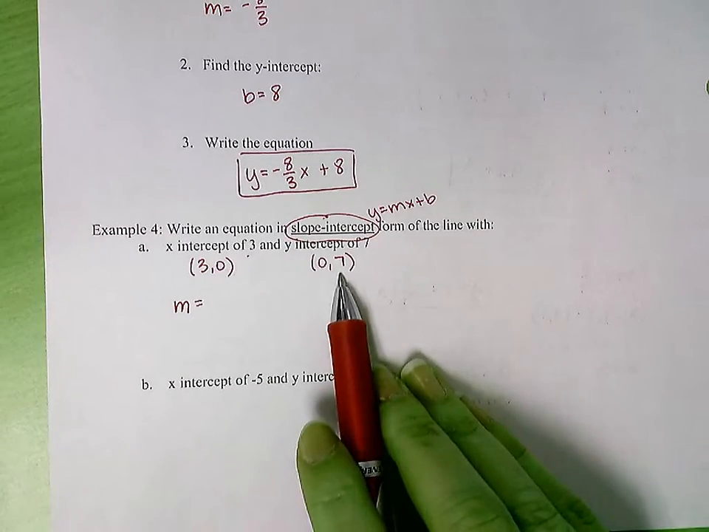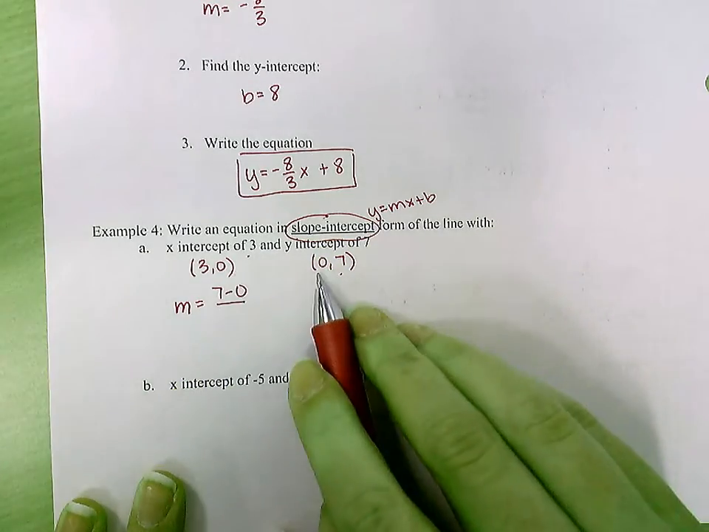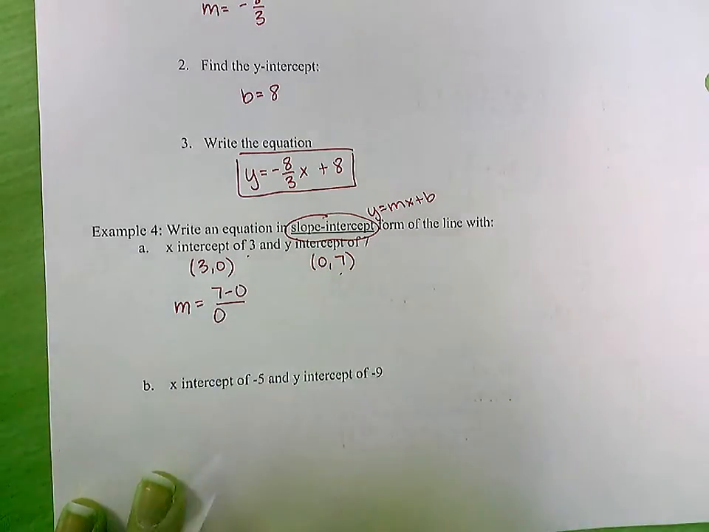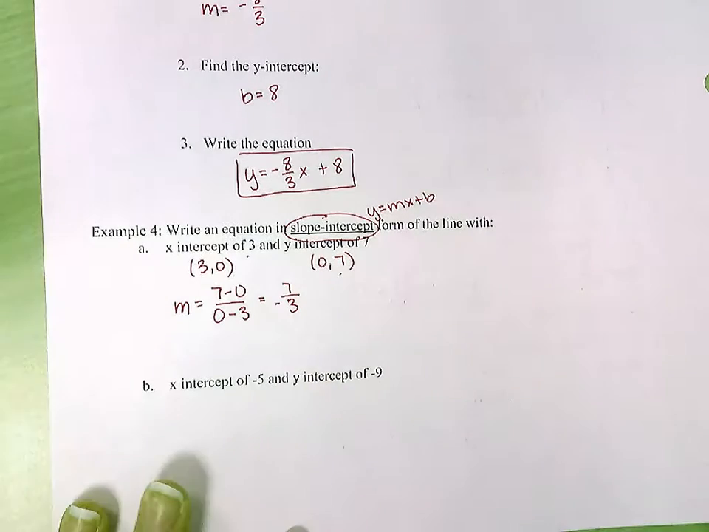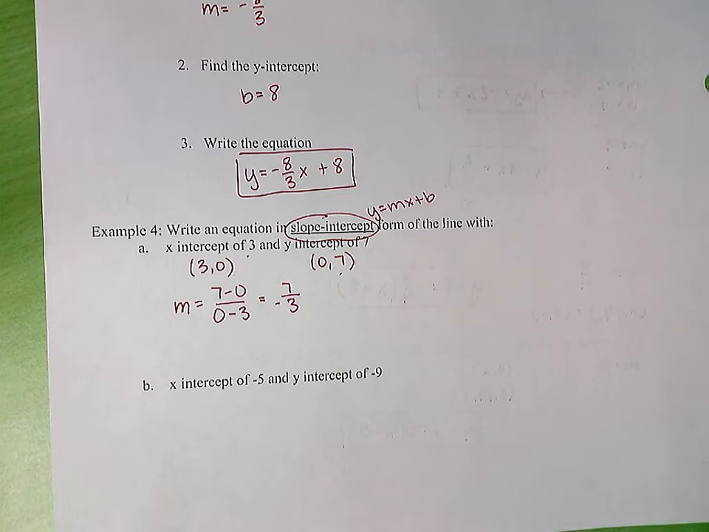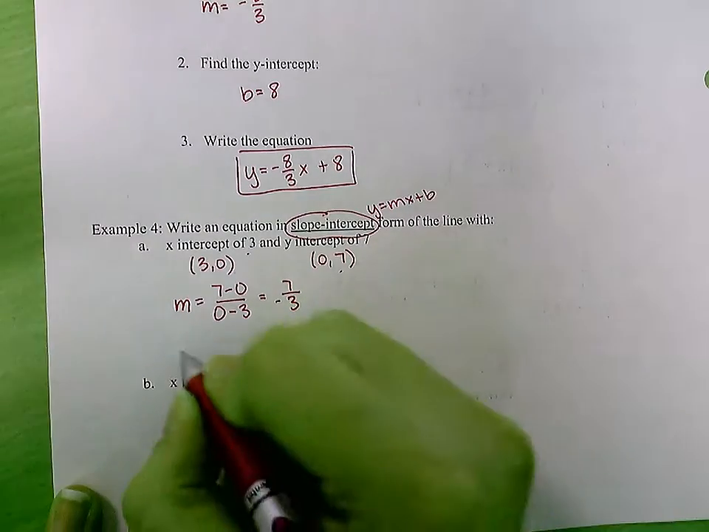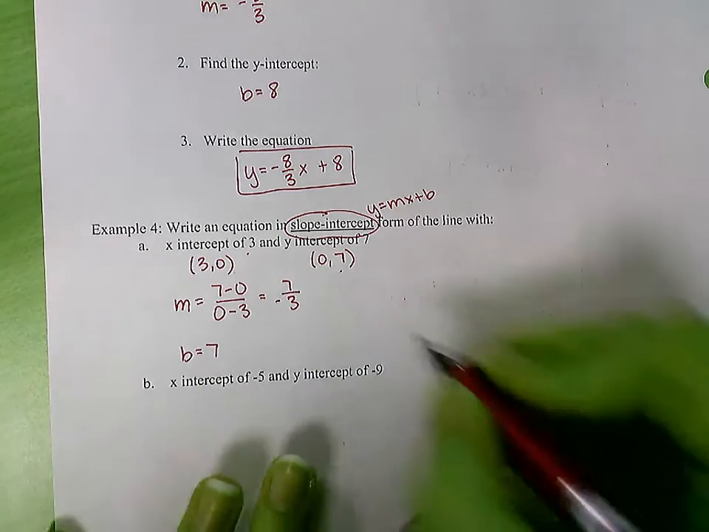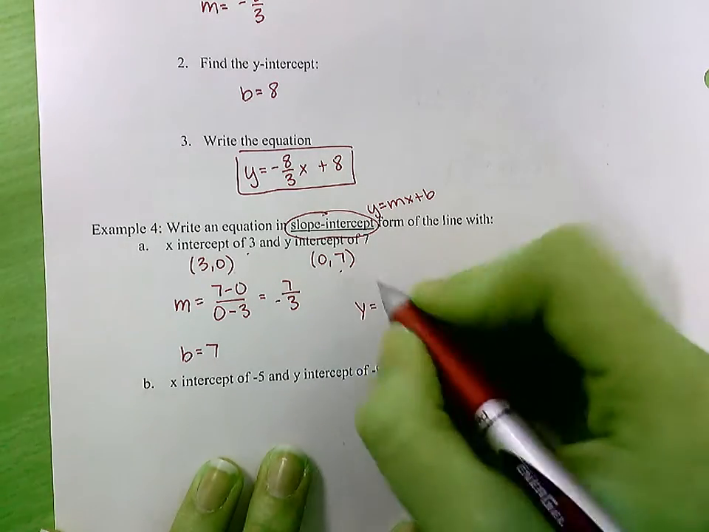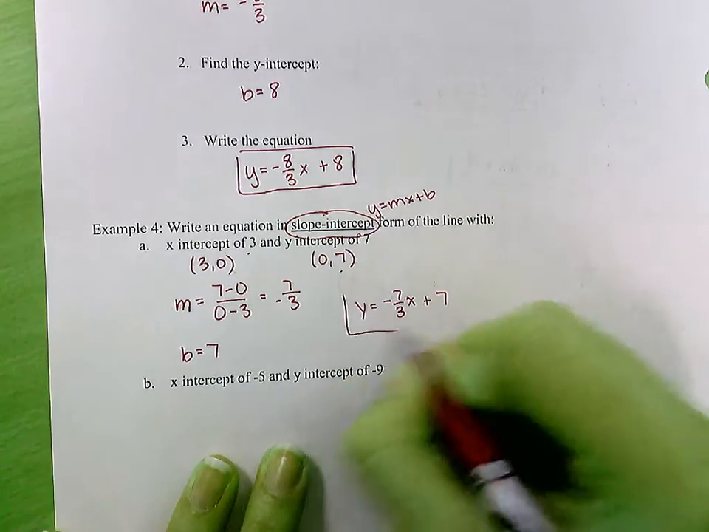So we'll take y sub 2, 7, minus y sub 1, 0, over x sub 2, 0, minus x sub 1, 3. So we'll get 7 over negative 3. So that's our slope. Okay, they already gave us the y-intercept is 7, so b is equal to 7. And then I can plug that into my equation. So I have y equals negative 7/3 x plus 7.